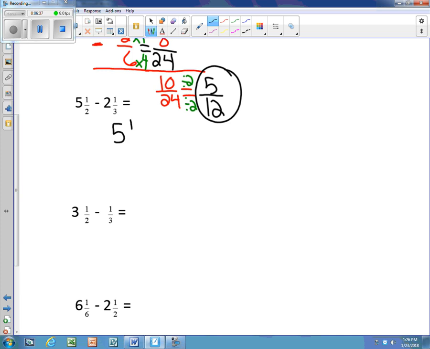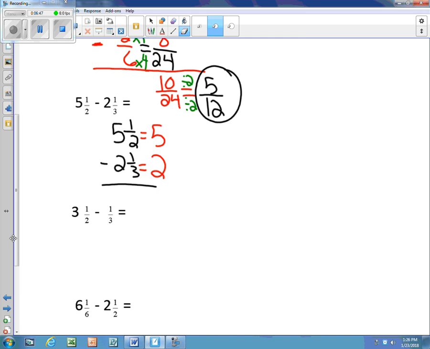We have 5 1/2 minus 2 1/3. Step number 1, just like before, is that we should bring over the whole numbers. And then look at the two fractions. And it looks like 6 would be a great denominator for these two. So we're going to look at what they're going to be. And this is 2 times 3, and so it's 1 times 3. And this is 3 times 2, so this is 1 times 2.